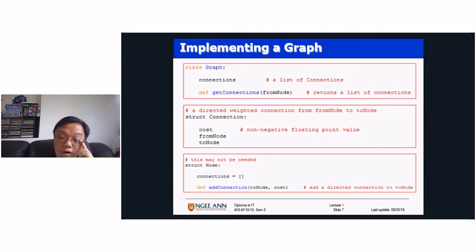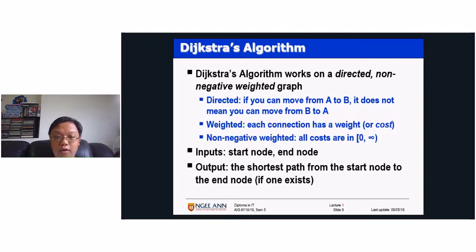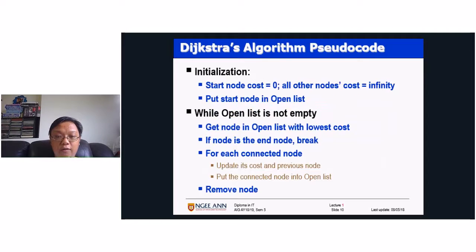Now, what Dijkstra's algorithm does is search every node and update the shortest path found to that node so far. It finds the shortest path from the start node to all nodes actually, or at least until it finds the shortest path to the destination node. So how the algorithm works is actually pretty straightforward. I skipped this slide.